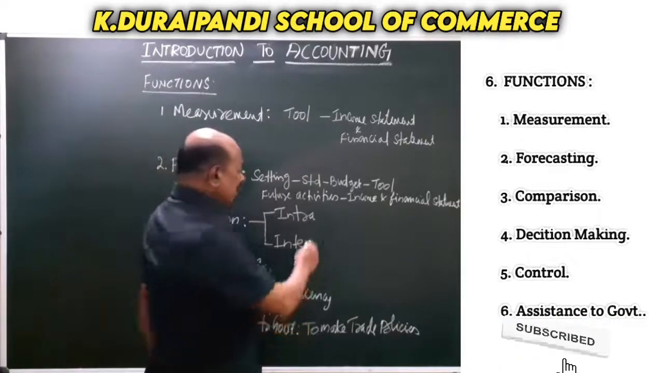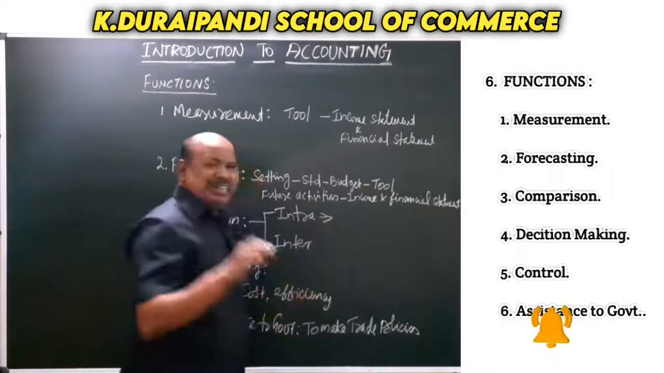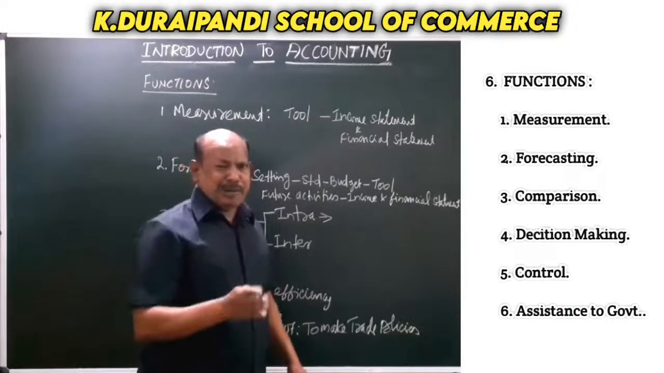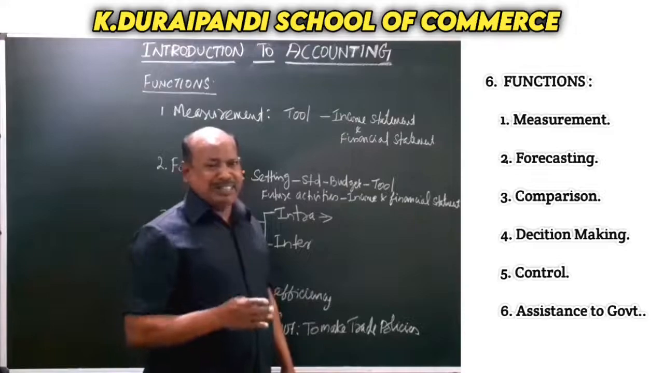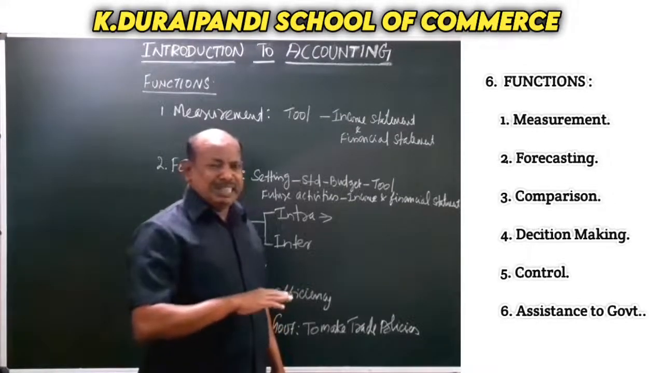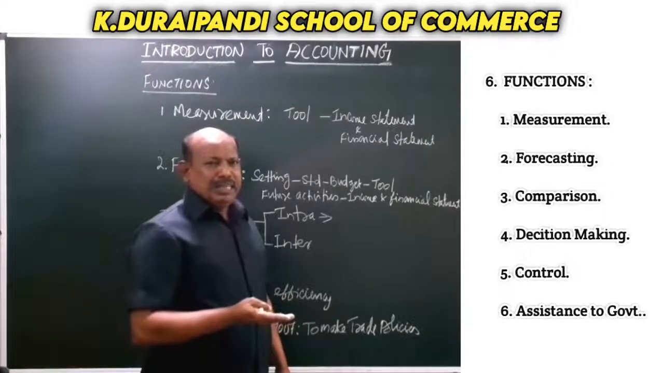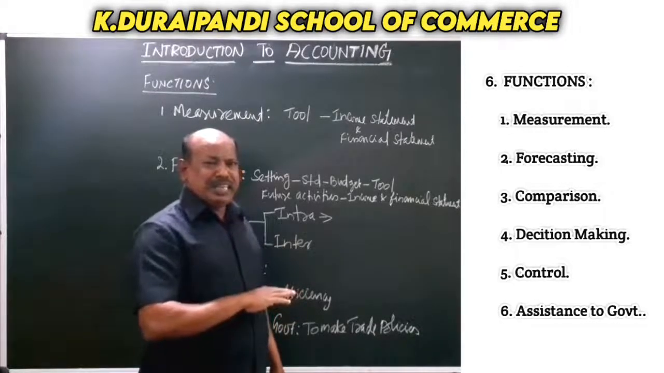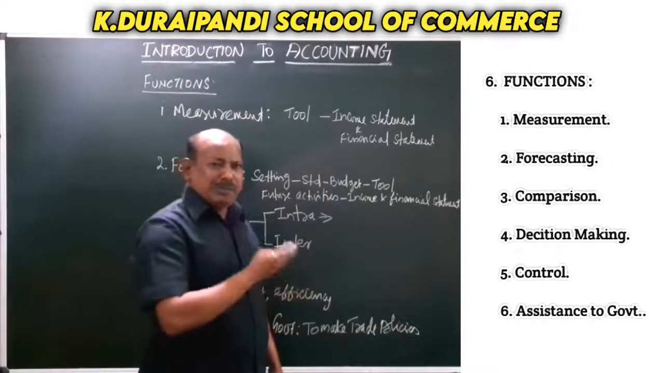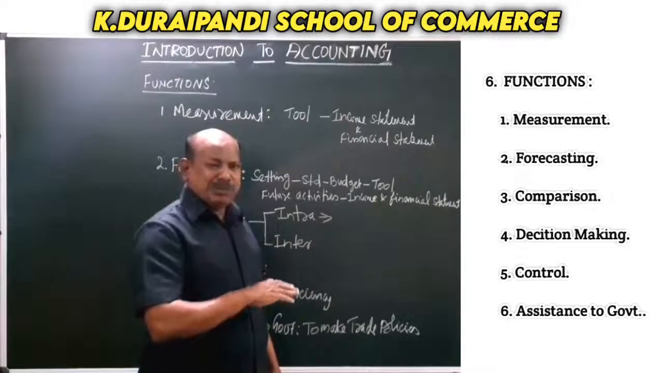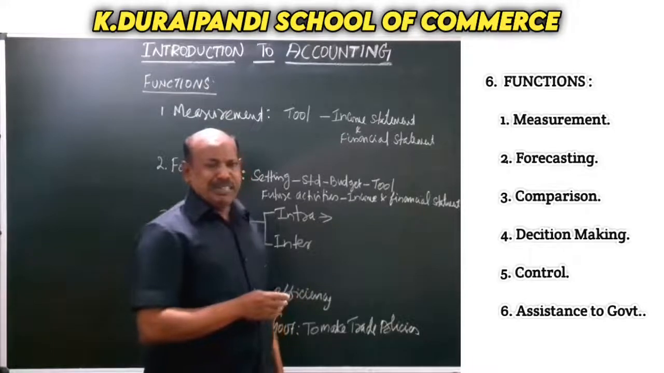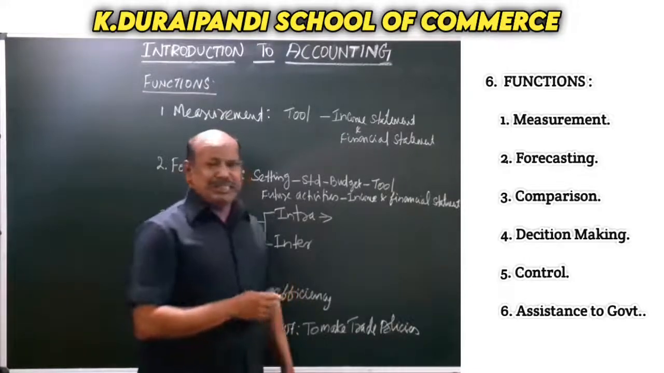inter-comparison. Intra means within the organization, within our business unit, we compare our activities. For example, sales of the previous year and sales of the current year. Like that, income of the previous year and income of the current year. The financial position of the previous year and the financial position of the current year. That is called intra-comparison.